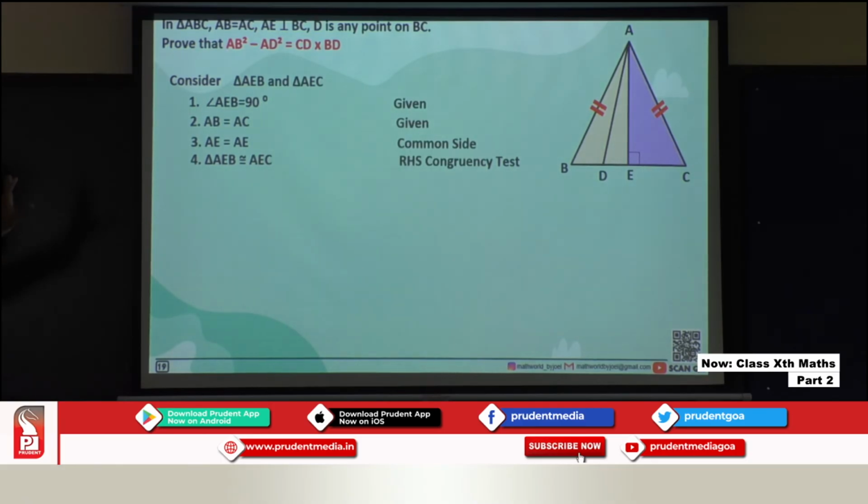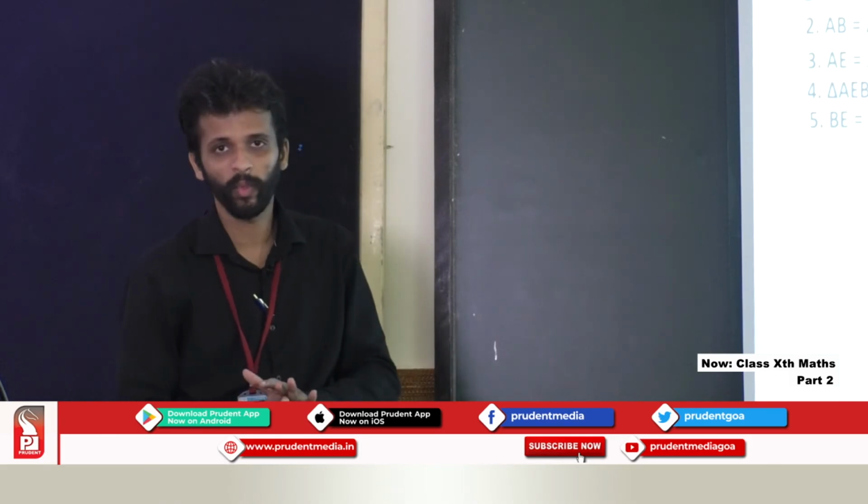Okay, once you have proved that these triangles are congruent, all we have to do is, now look at the figure carefully. I can write this BE is equal to AC. Why? Because of CPCT, corresponding parts of congruent triangles. Based on that, we have proved that.